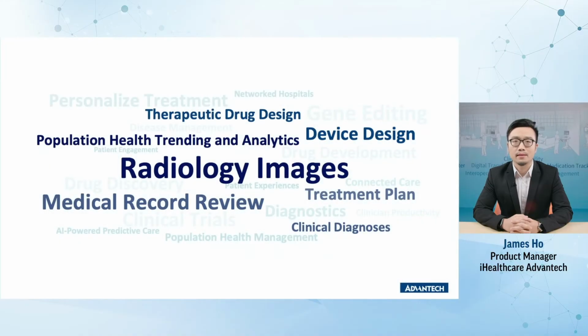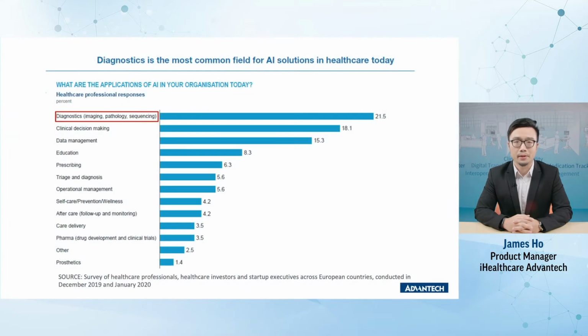AI can perform tasks that range from simple to complex, including everything from answering the phone to reviewing medical records. AI can also analyze population health trends, evaluate therapeutic drugs, read radiology images, make clinical diagnoses and treatment plans, and even talk with patients. AI has been applied to healthcare in the past, in applications such as diagnostics, image pathology, and sequencing. The major AI trend in diagnostics is to be used to detect cancer.